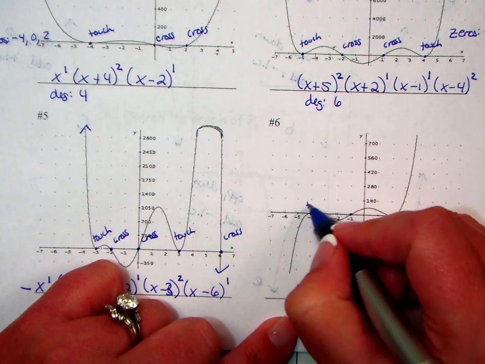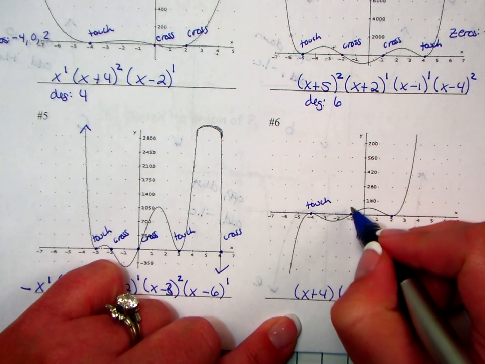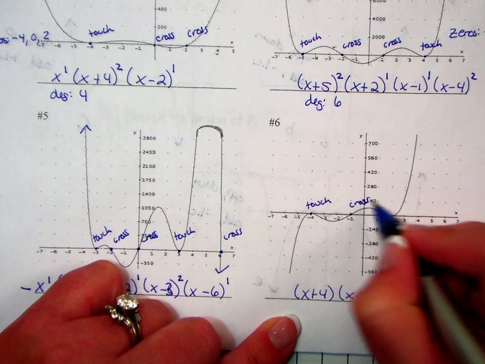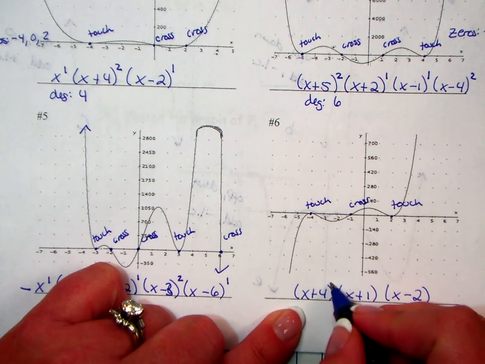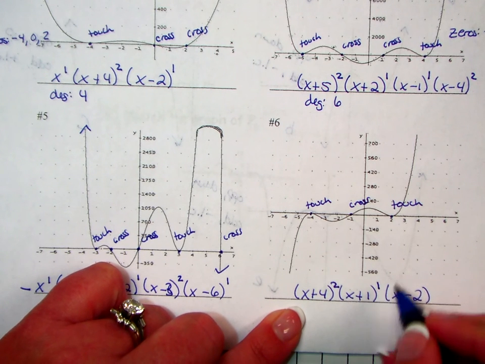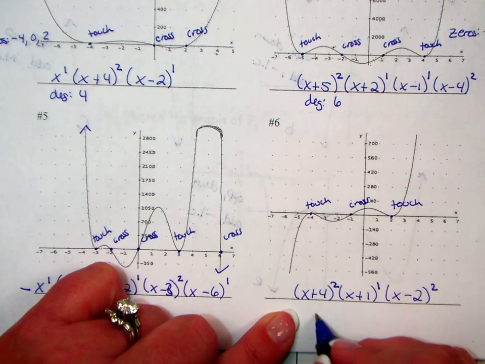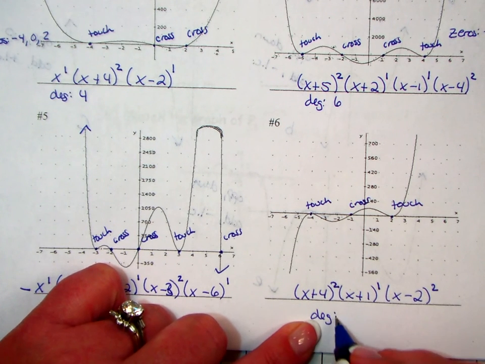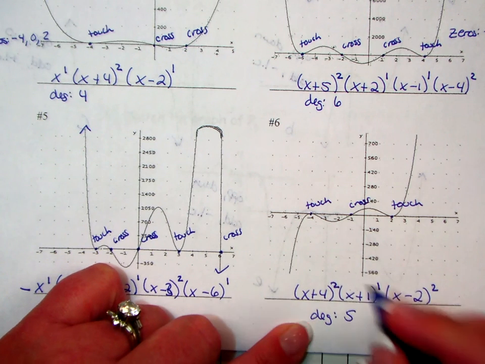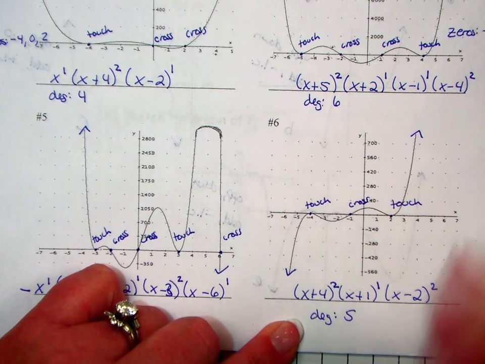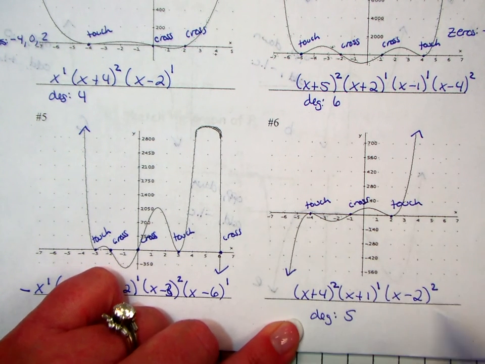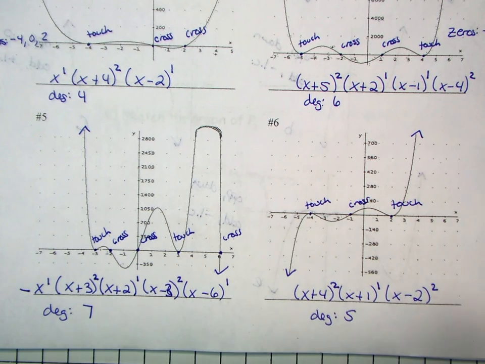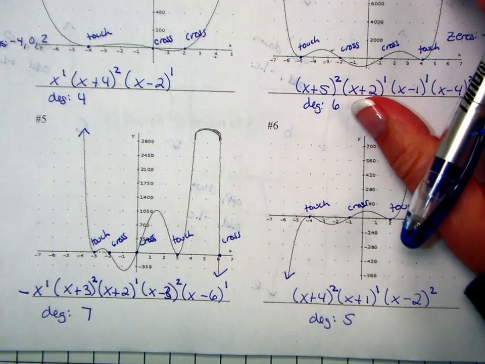Okay, so this is touching. This is crossing. This is touching. So touching is even. Crossing is odd. Touching is even. So this is degree 5, which means the end behavior should be opposite. It's going up, so all my x's should be positive.